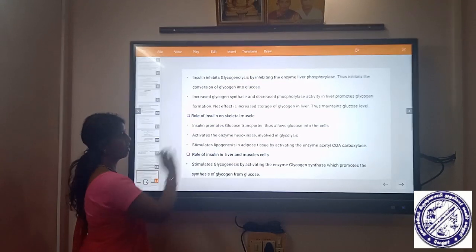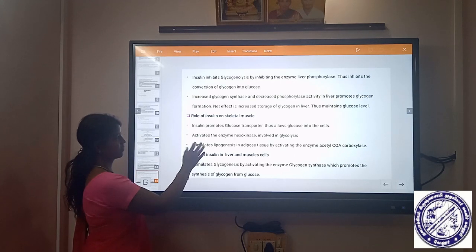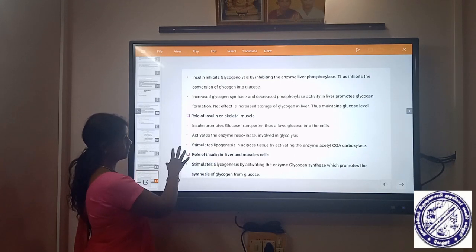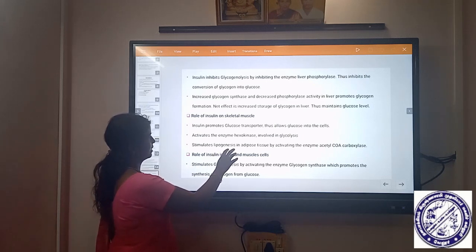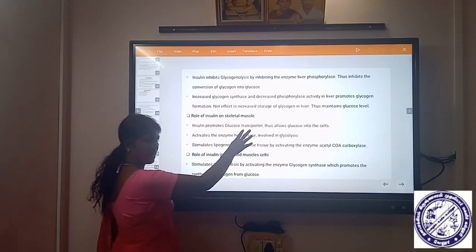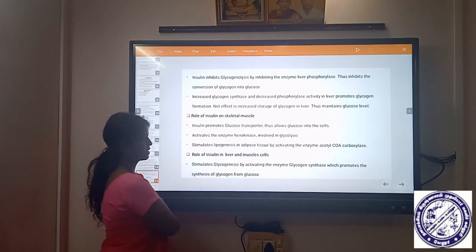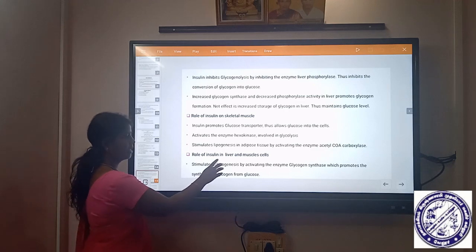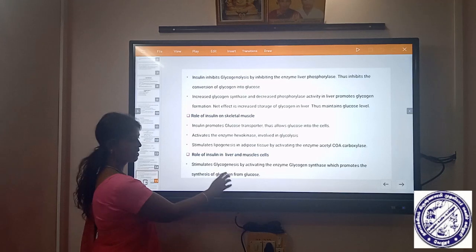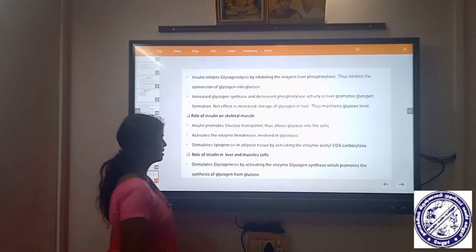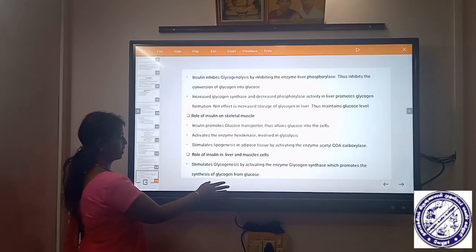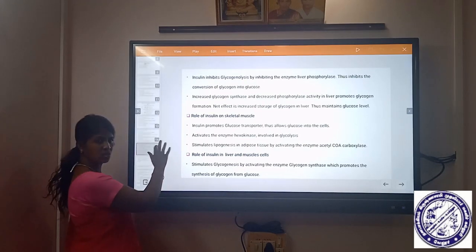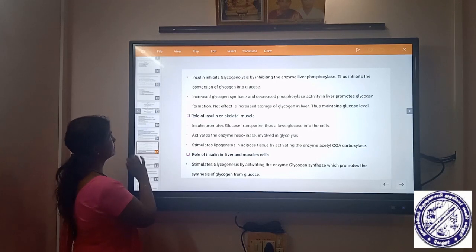Then, role of insulin on skeletal muscle. In the case of skeletal muscle, insulin has two actions. One is lipogenesis, and it promotes the glucose transporter to transport glucose inside the cell. Then, role of insulin in liver and muscle cells. It stimulates the glycogenesis process by activating the enzyme glycogen synthase. Thereby, it converts glucose molecules into glycogen, which gets stored in the liver and muscle cells.